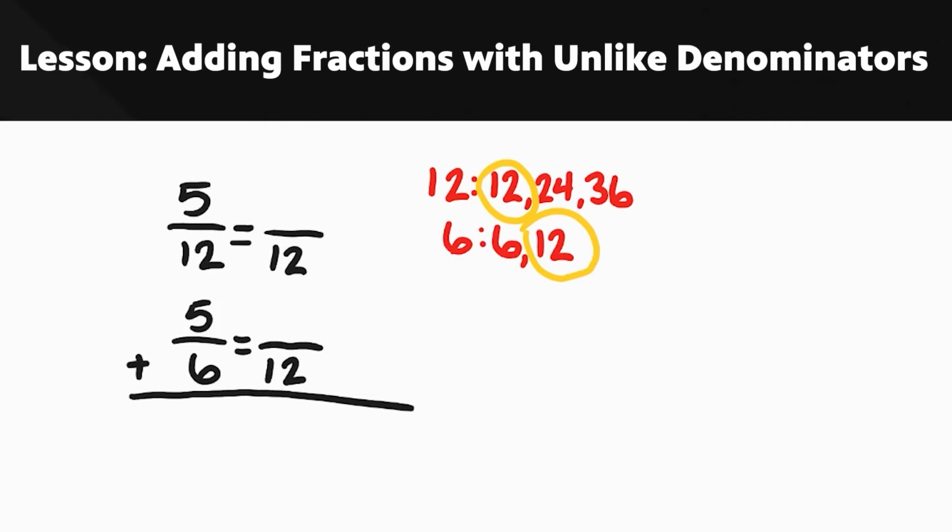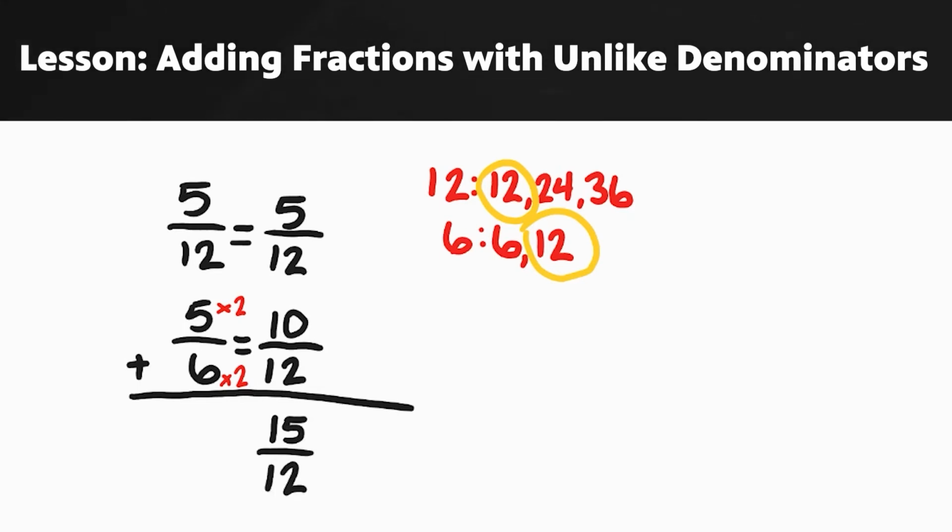All right, let's get those equivalent fractions now. 5/12 can stay exactly the same because the denominator didn't change. Remember that if the denominator doesn't change, neither will the numerator. For the other fraction, 6 times what gets you to 12? 6 times 2, right? So we'll do times 2 here and times 2 here, which makes 10 over 12. Now we're ready to add. So we have 15 over 12. But of course, that's an improper fraction, so let's fix it.